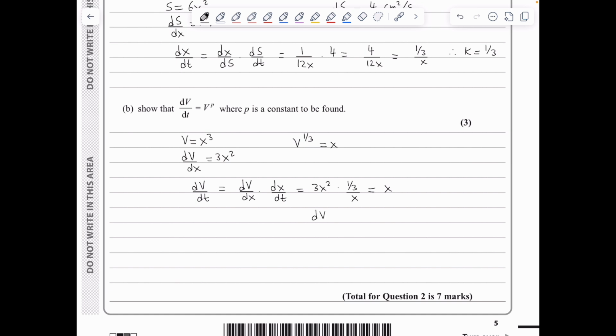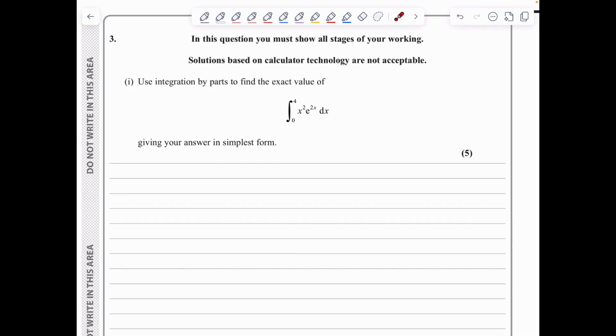And therefore dv/dt is equal to v to the power of a third, which means that the constant p is simply a third. In 3i, we need to use integration by parts to evaluate this integral, giving our answer in its simplest form. So I will start by setting u to be x squared and my v dash to be e to the 2x.